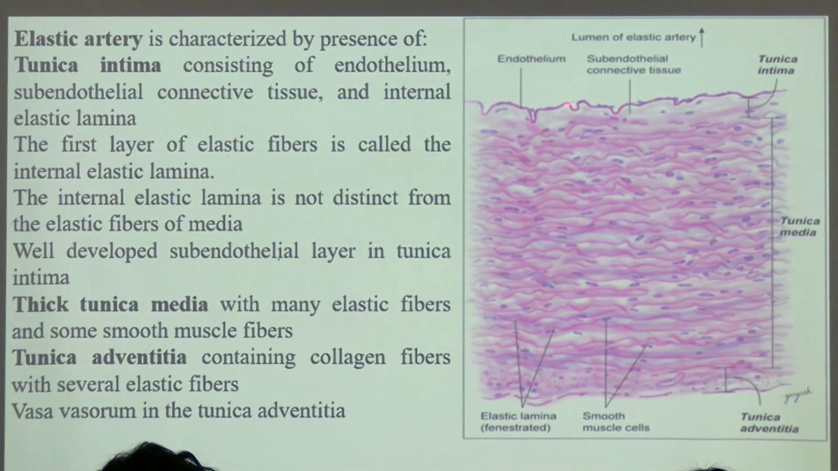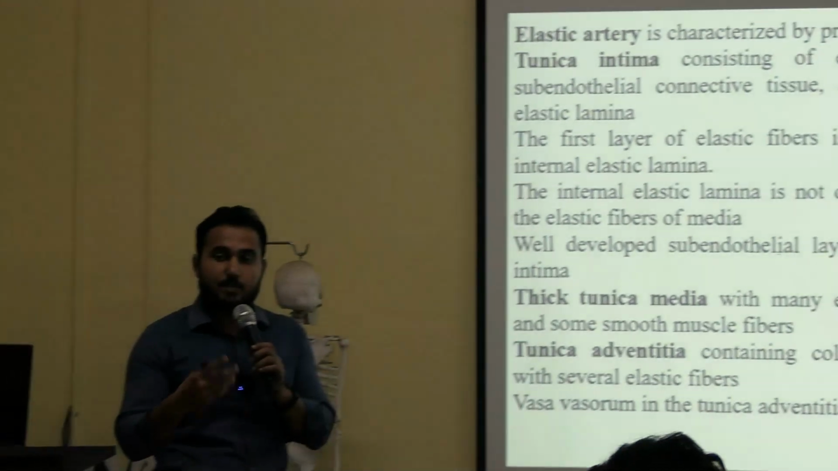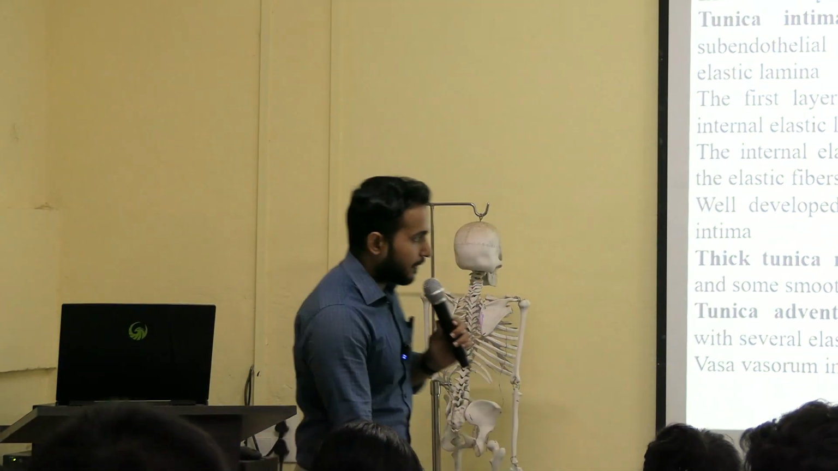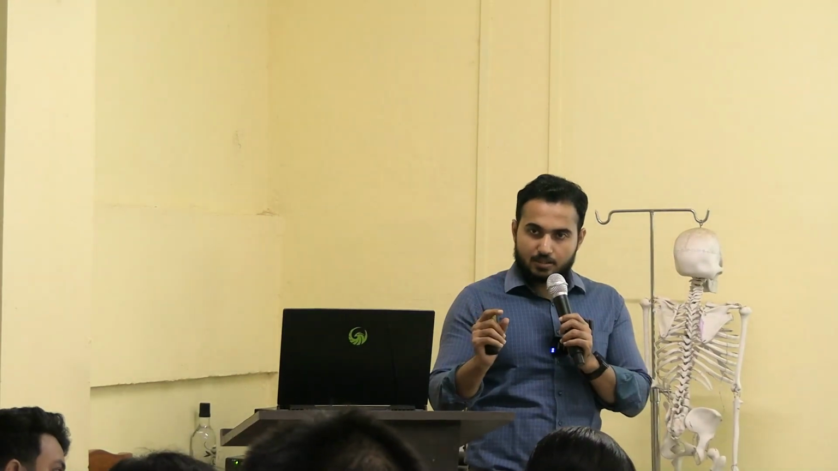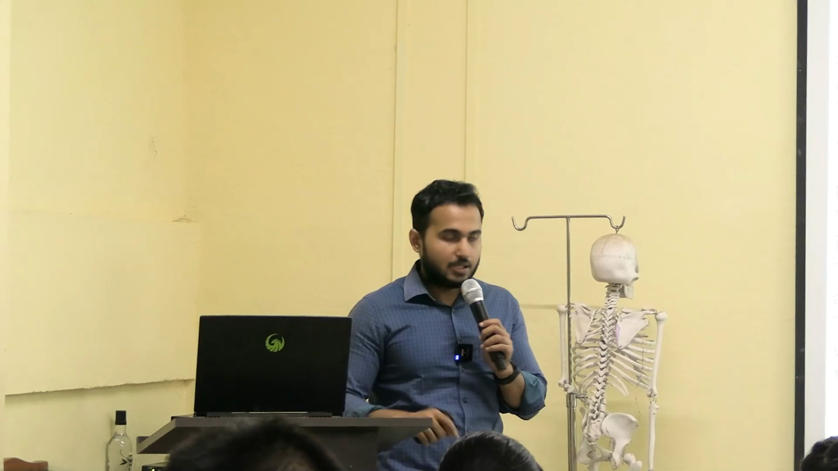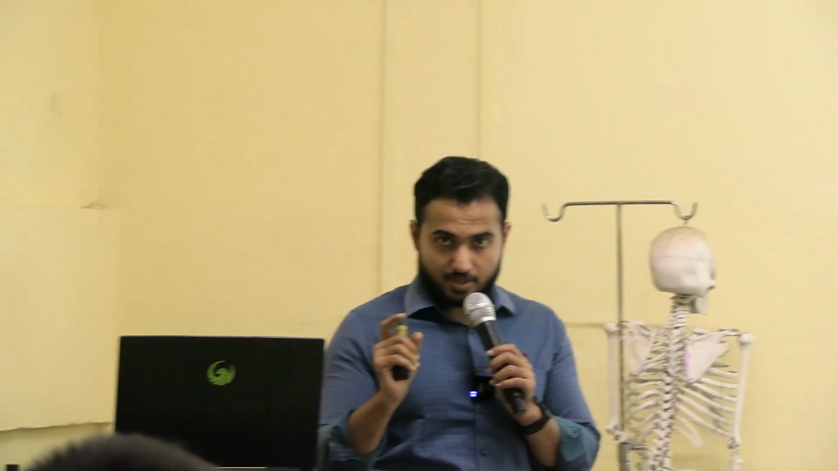When blood is flowing, by diffusion the inner and middle part gets nutrition, but the outer part also needs nutrition. So how will they get nutrition? With the help of Vasa Vasorum. So in the case of tunica adventitia, first of all, it is very thin in elastic artery. Next, we are getting collagen fibers and some elastic fibers; mostly it is made up of collagen fibers, and very few elastic fibers are present. Vasa Vasorum can also be seen.